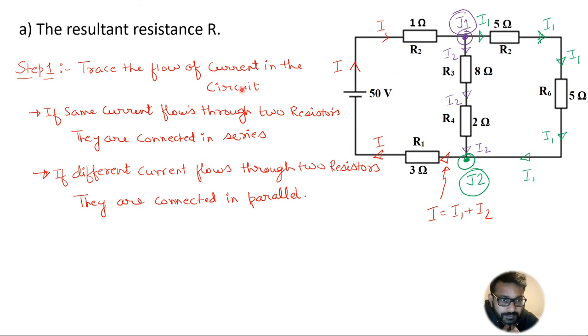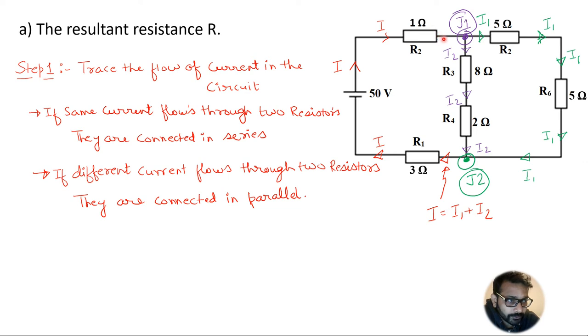The first step that I follow for solving such numerical questions is to trace the flow of current in the circuit. The current starts from the positive terminal of the battery and flows to the negative terminal of the battery. So the current in this circuit will flow in a clockwise direction like that. Let's say some current I is flowing in the circuit. Current starts from the positive terminal and flows into R2.